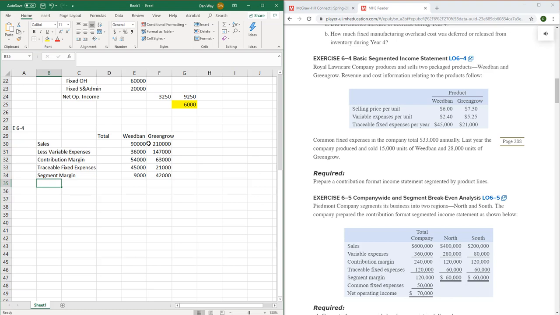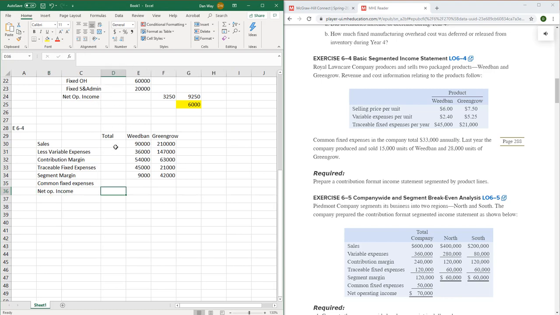Now at the company-wide level here, we're also going to deduct the common fixed expenses to get us to net operating income. So let's go through and fill out the company-wide view here. Sales, company-wide, is just the sum of the sales across the two segments. Same thing for the variable expenses. Same thing for the contribution margin. Same thing for traceable fixed expenses and segment margin. So I'm just carrying those down here.